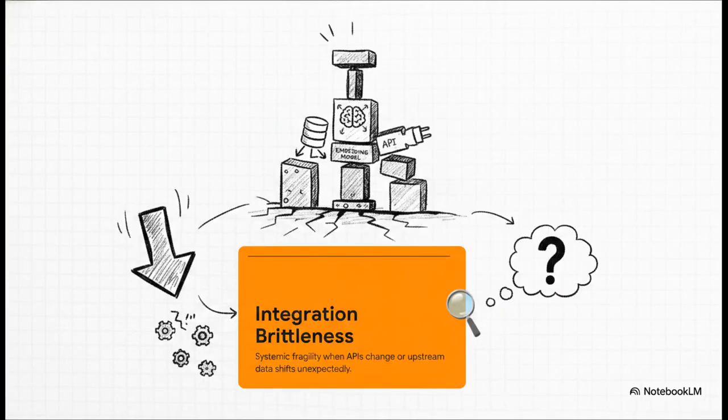Gap 5 is integration brittleness. Let's be real. Your prototype is probably a fragile tower of optimism.